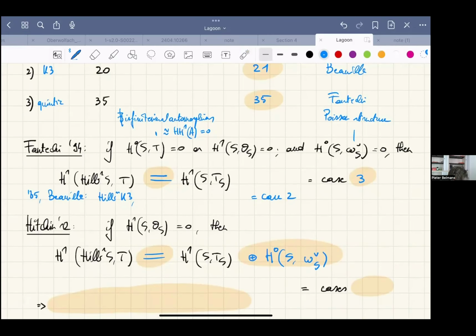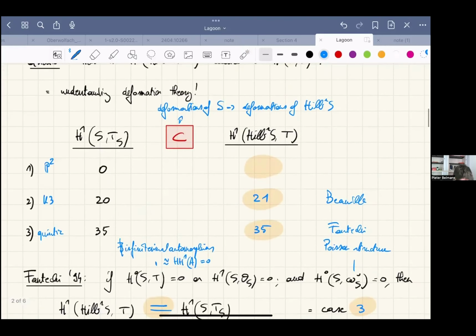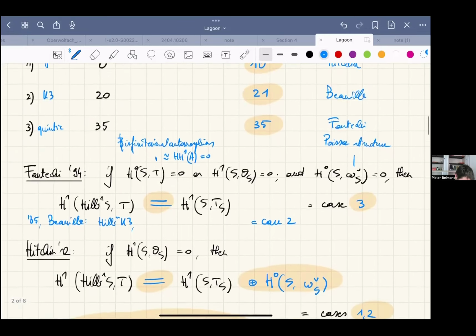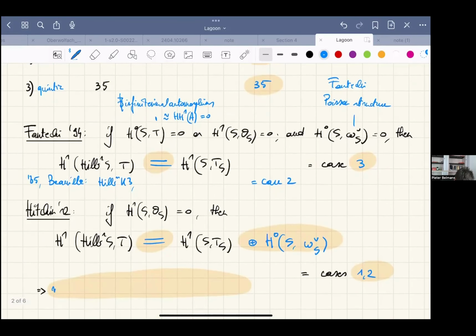And so this corresponds to cases 1 and 2. We already did case 2, if you like, by the specific result of Beauville. But for case 1, we need this result of Hitchin, and the number is 10. So there is a 10-dimensional vector space of Poisson structures. And so this new ingredient are these Poisson structures or non-commutative deformations.